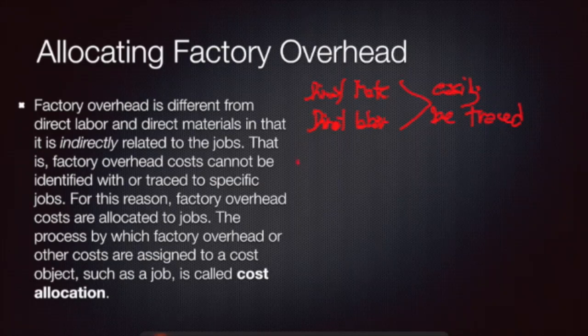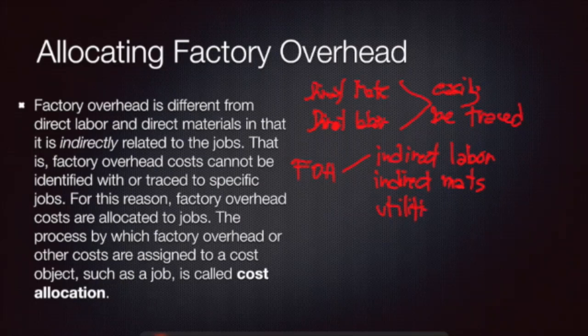So the factory overhead, which consists of indirect labor, such as wages of janitors, indirect materials, the small materials that you use in producing, like threads or zippers, utilities, such as electricity, and maintenance, or the factory depreciation of machines. So these cannot be traced easily.